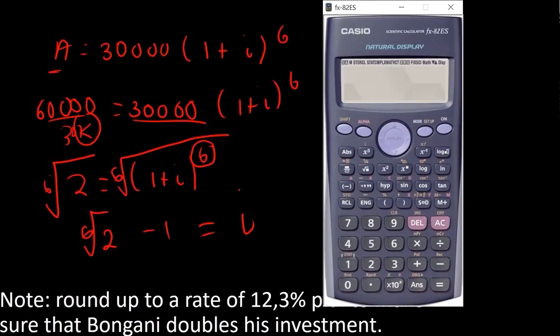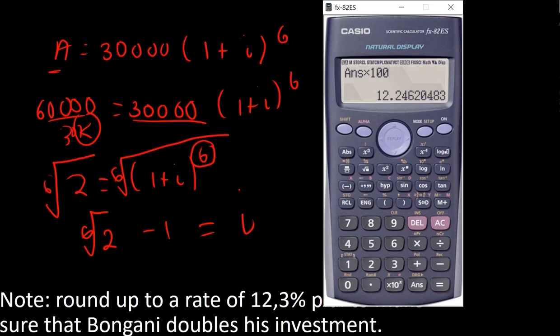So we're looking for the 6th root of 2. From that we subtract 1, and we get 0.11122. If we times that by 100, that tells us our rate is 12.24.